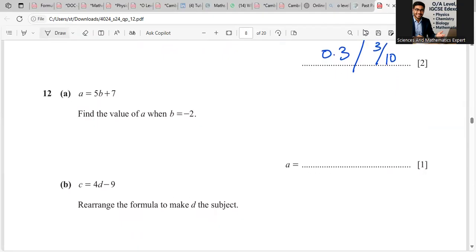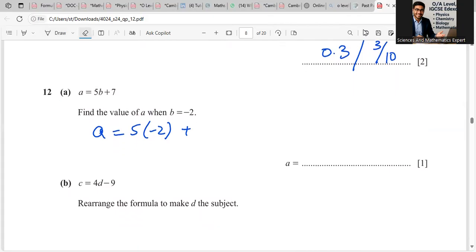Now he is saying that a is equal to 5b plus 7, and b is equal to minus 2. Find the value of a. So a is equal to 5 into minus 2 plus 7. So it is minus 10 plus 7, which is equal to minus 3.